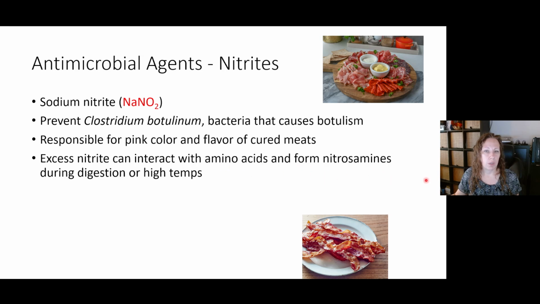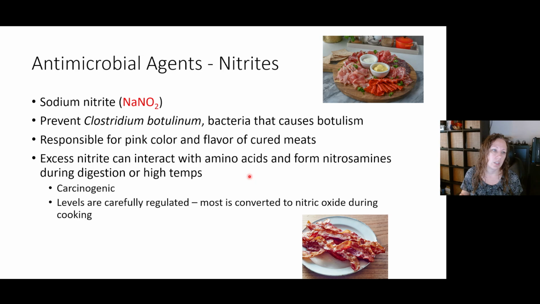So there are some issues with nitrite and reasons it has to be regulated. The main thing is that excess nitrite can interact with amino acids, which are abundant in meat, and form nitrosamines during either digestion, so essentially high acid, or high temperatures. Nitrosamines are carcinogenic. They can lead to cancer. And so because of this, the levels of nitrite added to meat products is very carefully regulated.